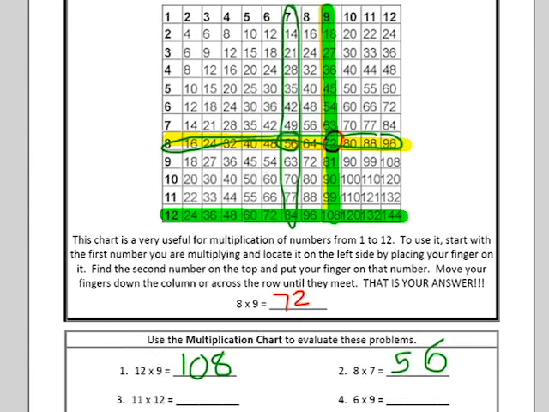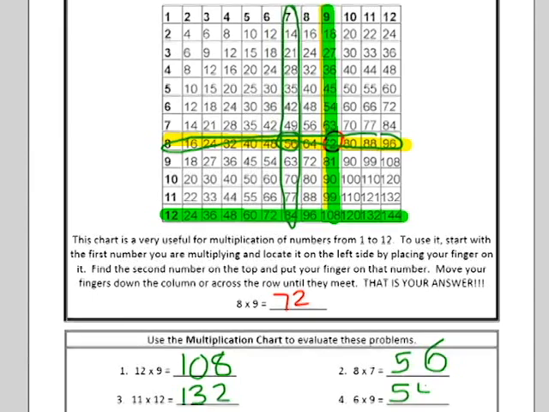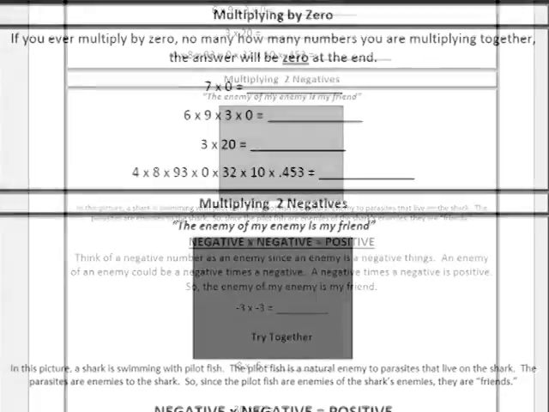On your own, try 3 and 4. Go ahead and pause. 11 times 12 should have come out to be 132. 6 times 9 should have been 54.